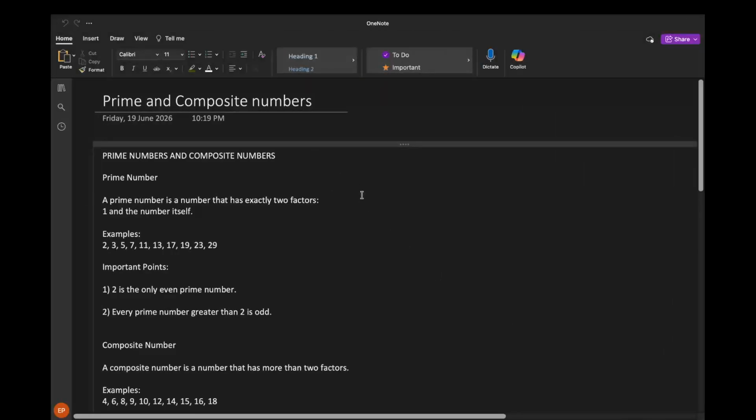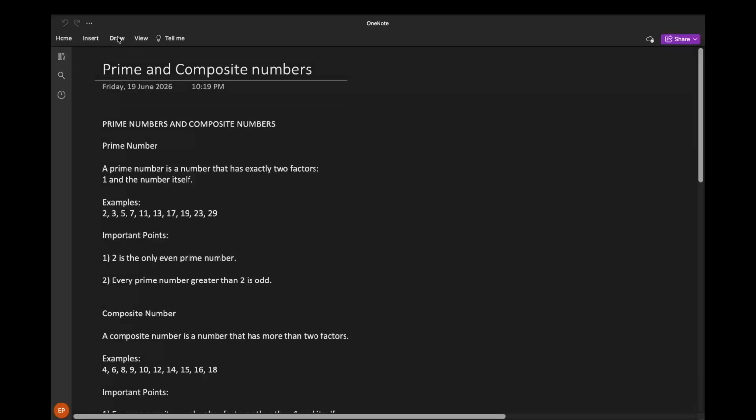Hello everyone. In this video, we are going to cover prime and composite numbers. Basically, what are prime numbers and composite numbers? A prime number is a number that has exactly two factors, which are 1 and the number itself. Here are some examples: 2, 3, 5, 7, 11, 13, and so on.